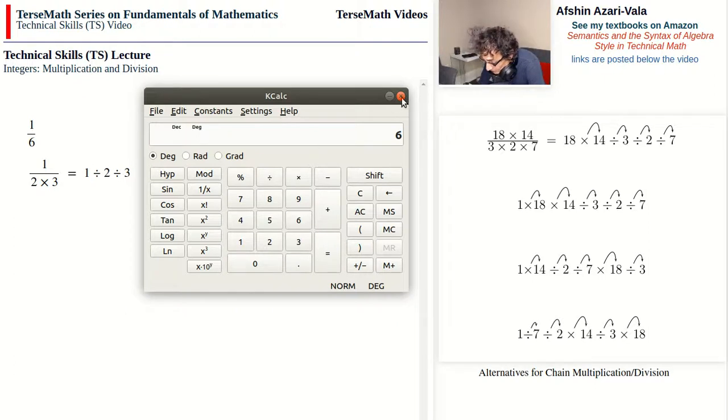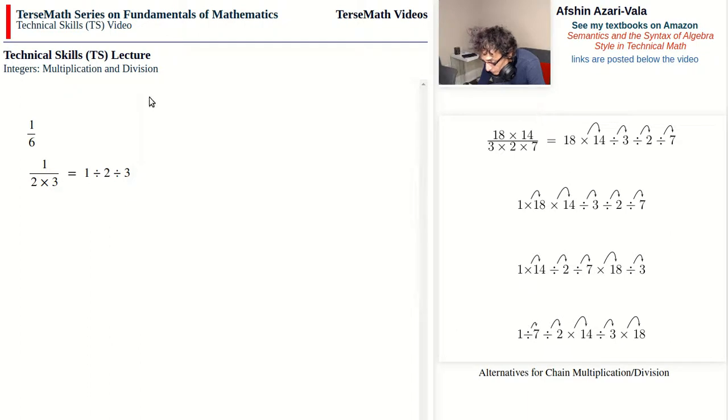Okay, so now we have covered multiplication and division of integers, and in the next video I will be talking about expressions where we have a mix of addition, subtraction, multiplication, and division.